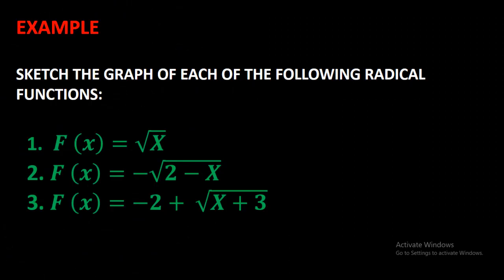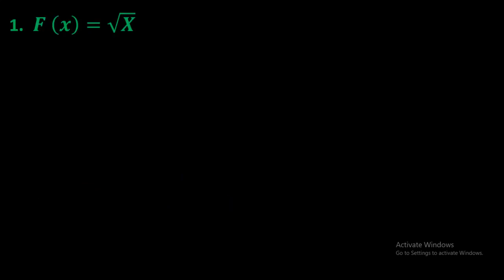So we have been given these three examples. Sketch the graph of each of the following radical functions. The first one is f of x is equal to square root x. The second one is f of x is equal to negative square root of 2 minus x. The third one is negative 2 plus square root of x plus 3. So let's quickly look at how easily you can do this in less than a minute.